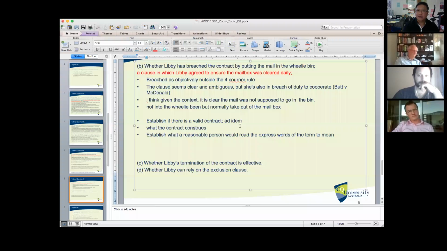And that can only happen if there is some ambiguity in the terms of the contract. If the terms of the contract are clear, then there is no occasion for us to apply the rules on the construction of contracts. Now, in this case, we seem to be applying some rules on the construction of contracts. Why is that? Are we saying that there is something ambiguous in the terms of the contract? Is there anything ambiguous in that provision, a clause in which Libby agreed to ensure the mailbox was cleared daily?